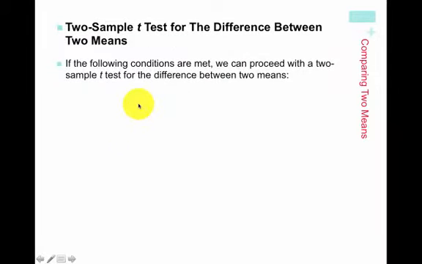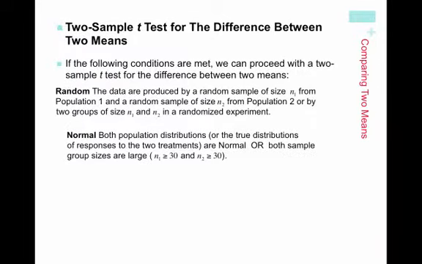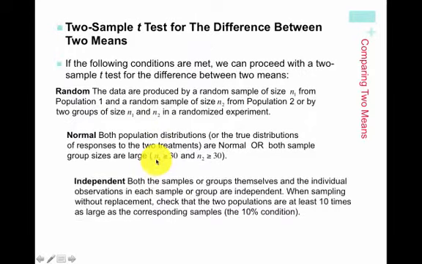And again, if these conditions are met, we can proceed doing these calculations. Random. The data must be produced by a random sample of size n1 from population 1 and n2 from population 2, or by two groups in a randomized experiment. Normal. Both population distributions are normal. That's good. Or if both sample groups are large, that is, the central limit theorem is applying to both of our sample groups.